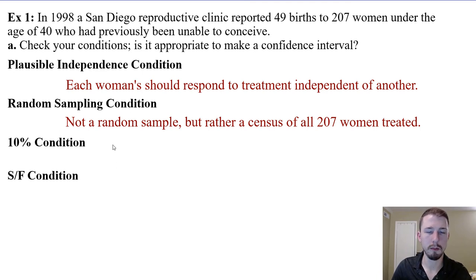This could come into play and be an issue with the 10% condition though, because the question is, what is our population of interest? Are we only interested in the 207 women who came in 1998, or is our population of interest all women who might seek fertility treatment? In that case, our population is much larger. The 207 are just the ones that actually came in. So they are volunteers in this case, but that should be okay as long as we believe they would be representative of all the other women who might have come in. But that might not be true, because maybe the only ones who sought treatment were the ones who had a minor issue or something.